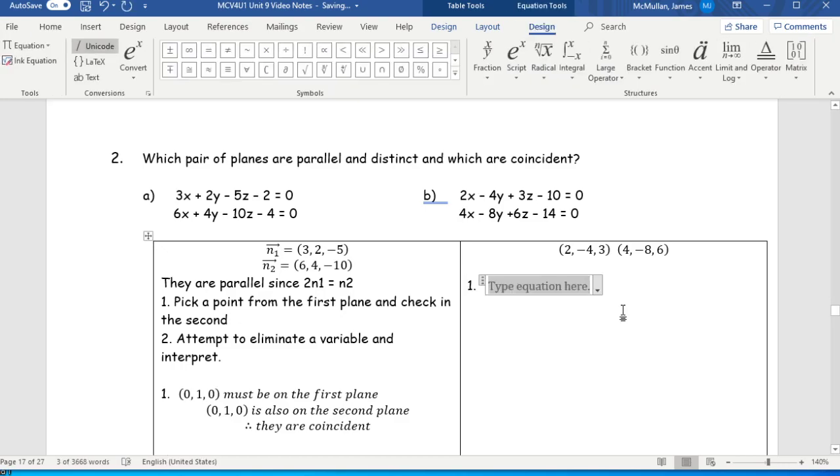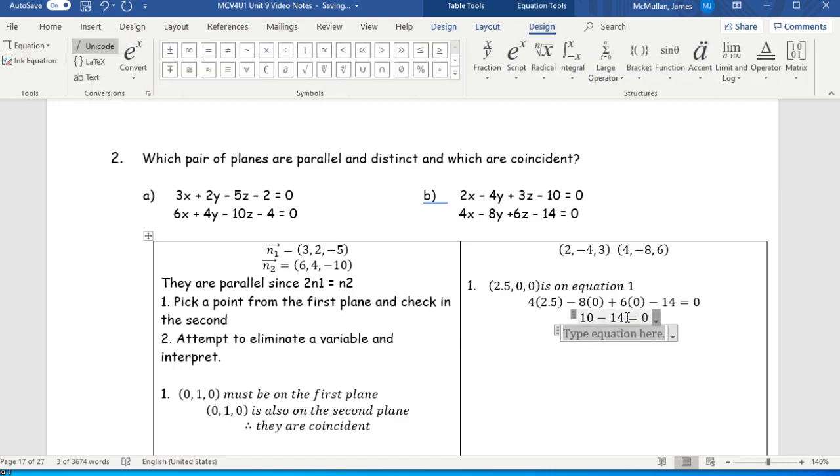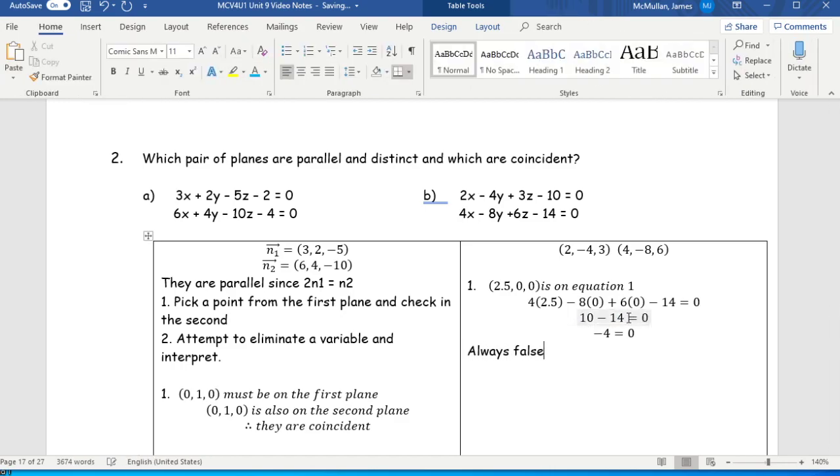On that first equation, I can see the point 2.5, 0, 0 is on equation 1. Now let's sub in 2.5, 0, 0 into equation 2. You get 4 times 2.5 minus 8 times 0 plus 6 times 0 minus 14, and I get 10 minus 14 equals 0, which is negative 4 equals 0, which is always false. Therefore, they never meet. You just show that the point that's on one is not on the other. Since they're parallel and do not share that point, they cannot share any points.